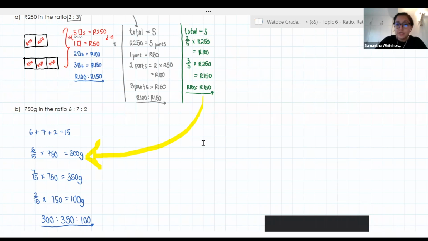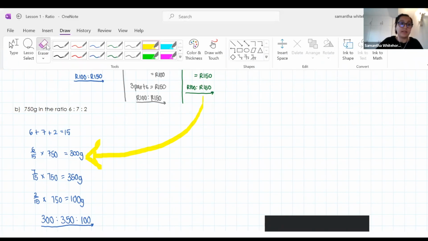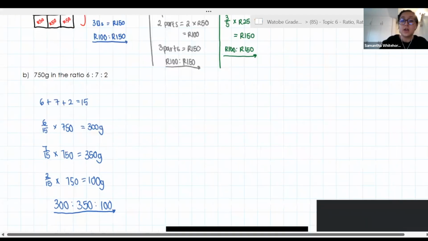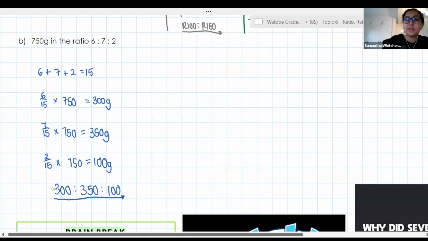For those of you saying you don't understand, I want you to listen carefully to the explanation I'm about to give, and hopefully this will make sense. All right, so if you use fractions, that is absolutely fine, and your ratio is 300 to 350 to 100. If you aren't a huge fan of the fractions, which is also absolutely fine, let's see another way that you could do this.